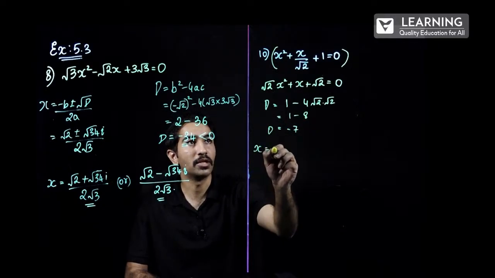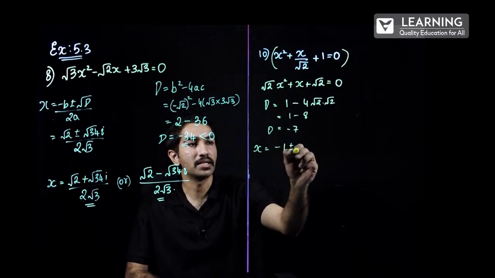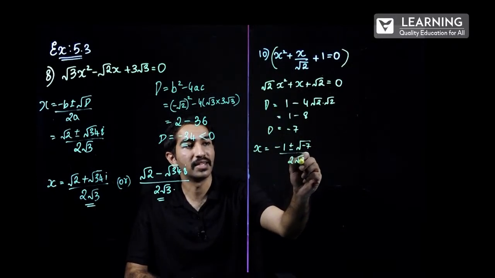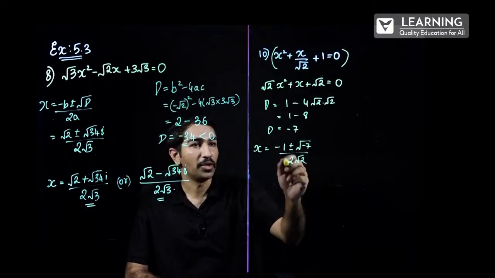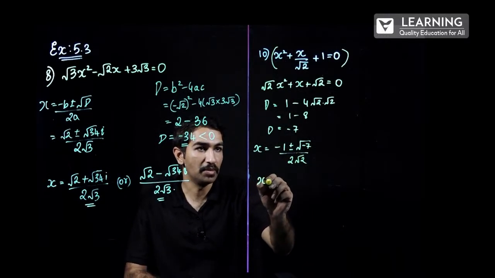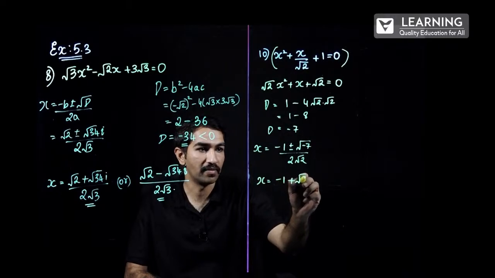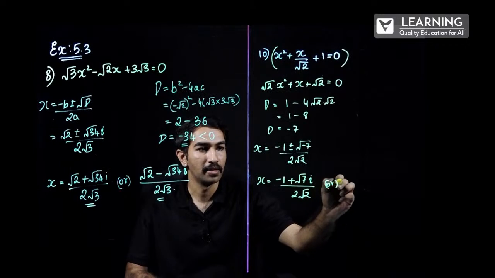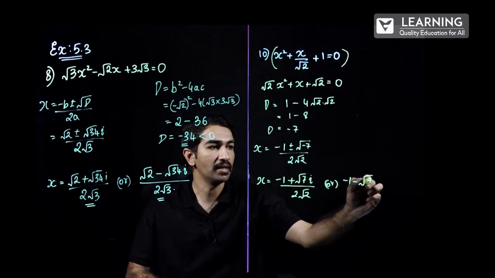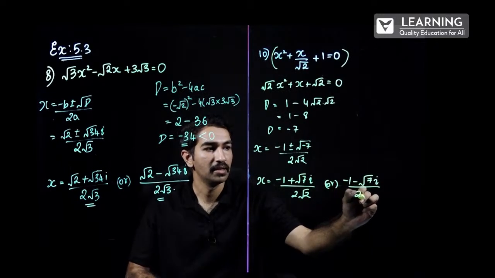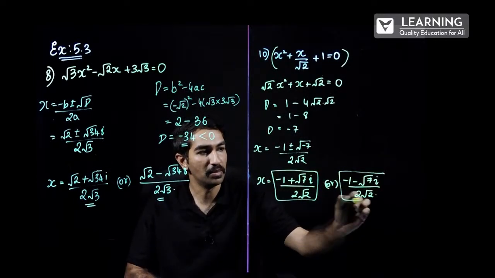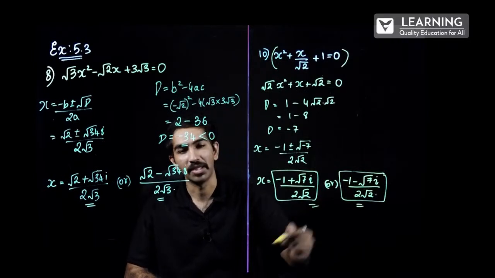Use the formula x is equal to minus b plus or minus root of minus 7 the whole divided by 2 into root 2. So 2 into root 2, we'll write it as it is. So moving on to the next one, what can we write this? X will be equal to minus 1 plus root 7i the whole divided by 2 root 2, or minus 1 minus root 7i the whole divided by 2 root 2. So this and this will be the roots of the given quadratic equation.